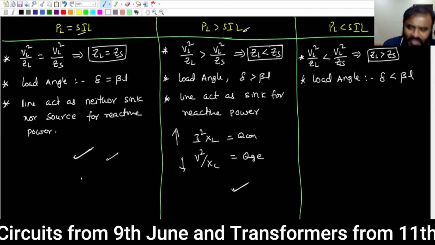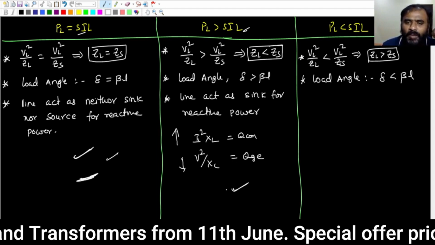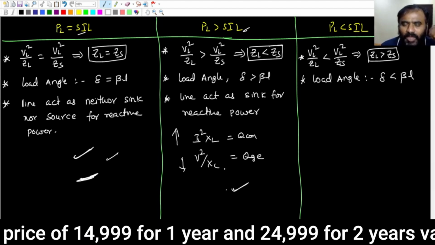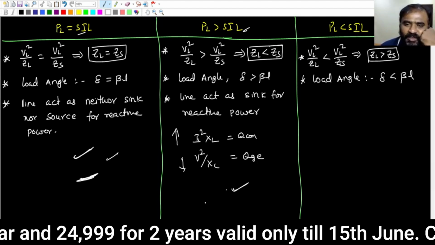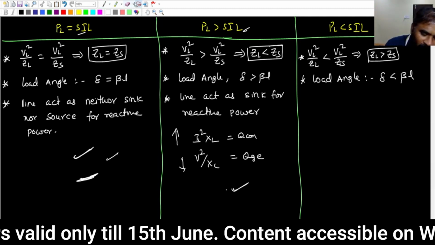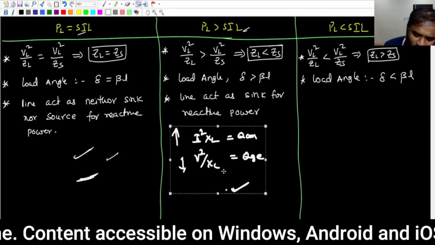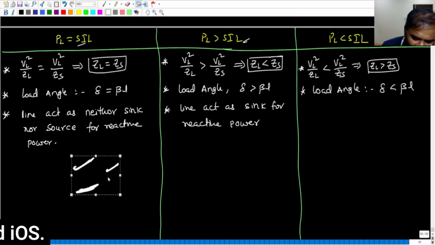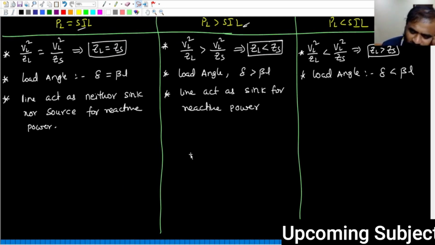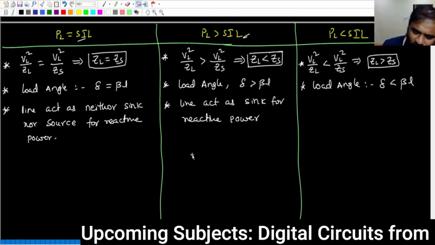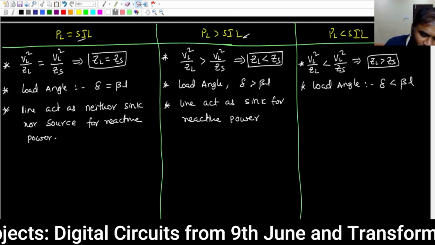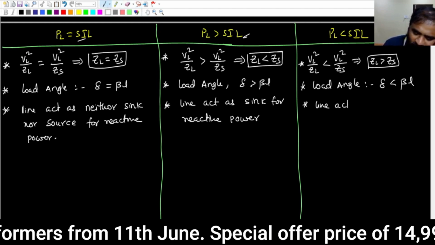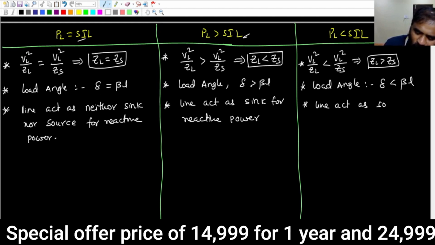Here consumption and generation are both the same. But here, I square XL is more compared to here, and V square by XC is less. The balance is lost. Consumption is greater than generation. That's why the line acts as a sink, because reactive power consumption is greater than generation. But here it is reverse. Correct or not? Clear? So here the line acts as a source for reactive power.